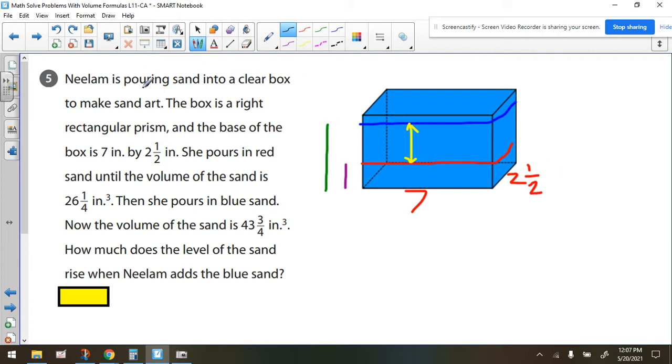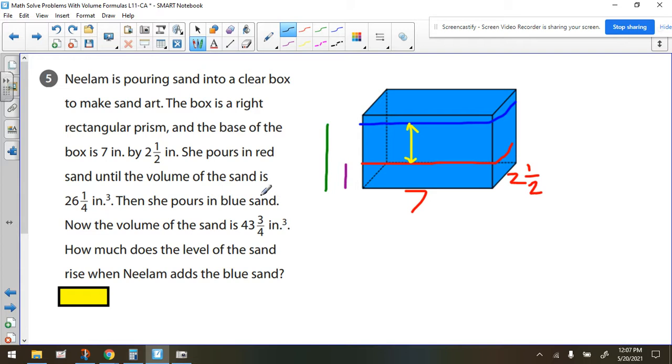Neelam is pouring sand into a clear box to make sand art. The box is a right rectangular prism and the base of the box is 7 inches by 2.5 inches. She pours in red sand until the volume of the sand is 26 1/4 cubic inches.